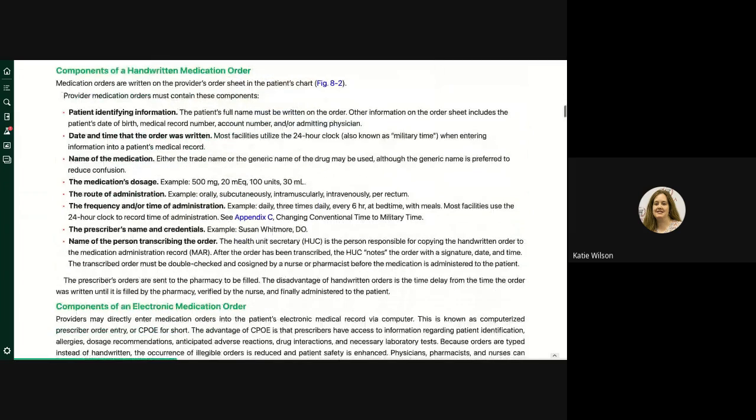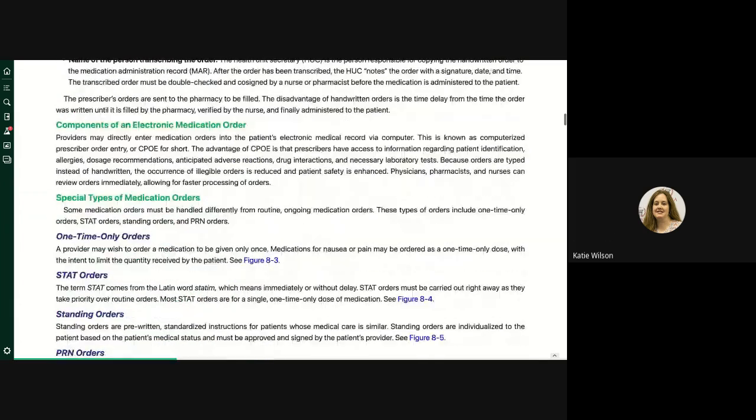Components of a handwritten medication order. We want to make sure that the patient's identifying information is on that prescription, when the prescription was written, the name of the medication, the dosage of it, the route of administration. So they need to know, are they taking it by mouth? Are they taking it in IV form? How is it going to be administered? And then how often and the time it's supposed to be administered. The prescriber's name and credentials, and the name of the person transcribing the order, if that's applicable. Components of the electronic medication order are basically the same.